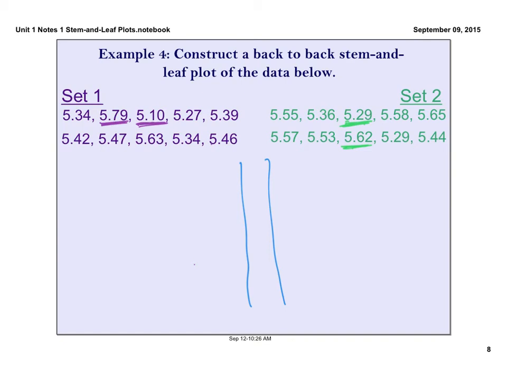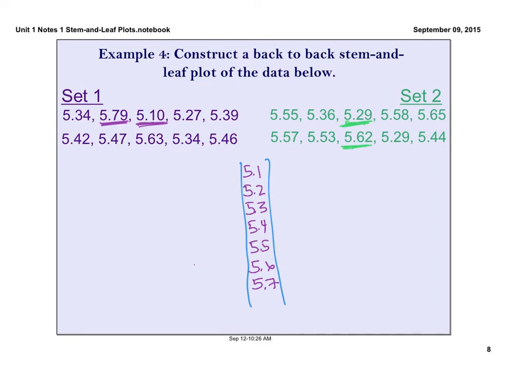So if I fill in my stems in the middle, I have 5.1, 5.2, 5.3, 5.4, 5.5, 5.6, 5.7. So there's all of my stems, and then each data set goes in either direction. So I'm just going to do this purple set out to the left, and I'm going to do the green set out to the right.